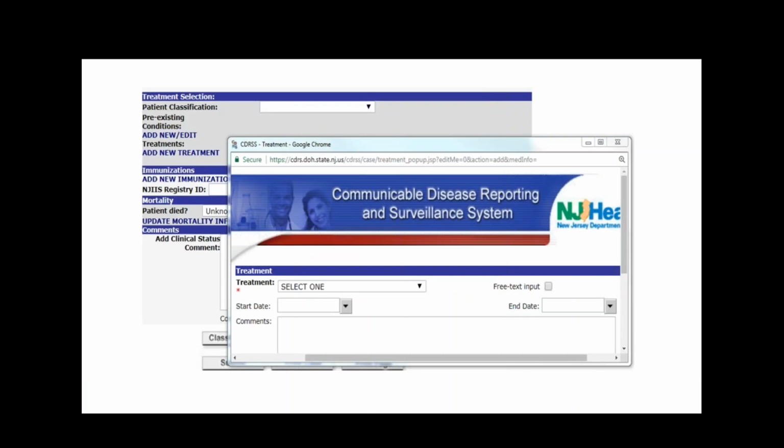So, if therapy information is collected for a case, please select in CDRSS on the Clinical Status tab, Treatment Selection, and go to Add New Treatment. Click on Treatment dropdown and select the specific treatment that the person is receiving or has received. Please add any other information related to linkage to care in the comments section on the treatment.